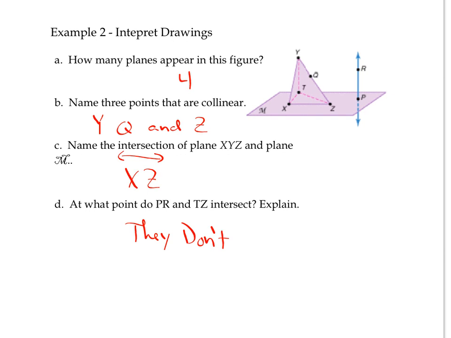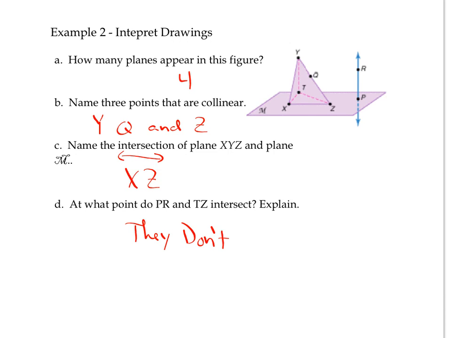Okay, welcome back. Here are your answers. How many planes appear in this figure? It looks like there are 4. You got plane M, this bottom plane right here, so this flat surface. You have the plane that is through Y, T, and X. You have the plane that is through Y, T, and Z. You have the plane that's in the front right here, W, X, and Z. Okay, so there are my 4 planes.